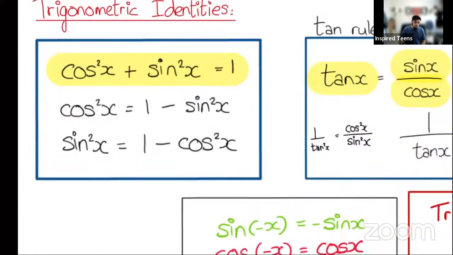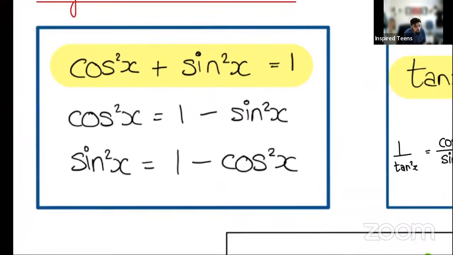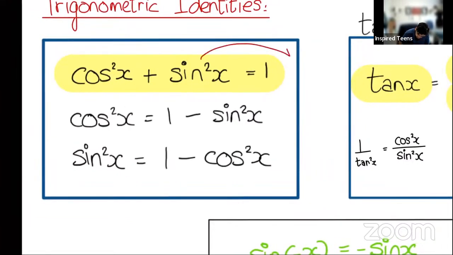Trigonometric identities: we can start off with the very first one, which is cos squared x plus sine squared x is equal to 1. From that, we can deduce, if we rearrange the equation, for example, if I take sine squared x over to the other side, I can rewrite it as cos squared x is equal to 1 minus sine squared x. Similarly, if I take cos squared x over to the other side, I get sine squared x is equal to 1 minus cos squared x. These are important for you to understand and memorize. You need to know them like how you know your name.